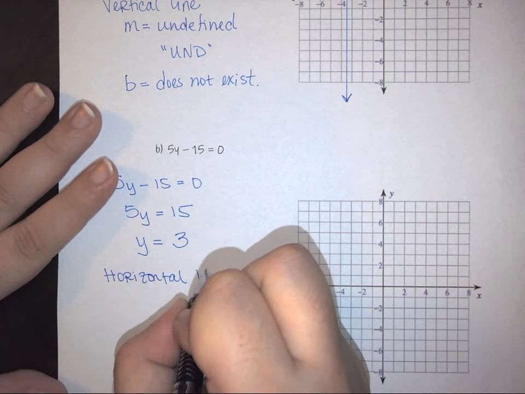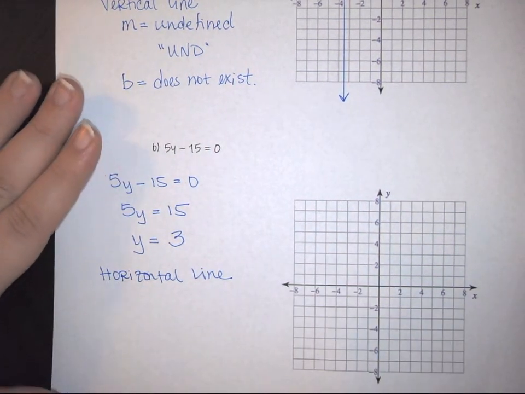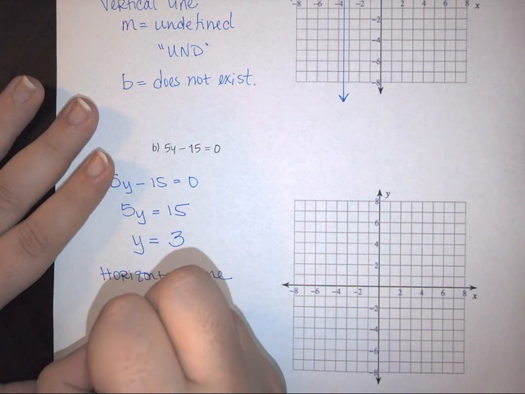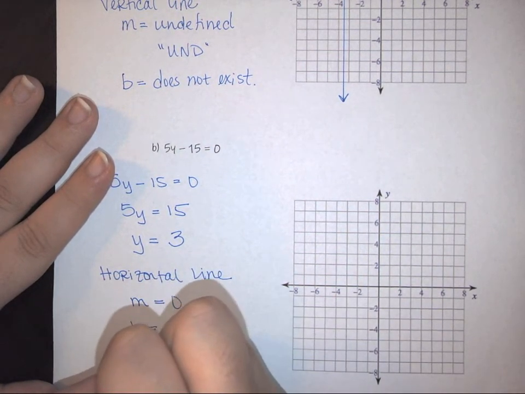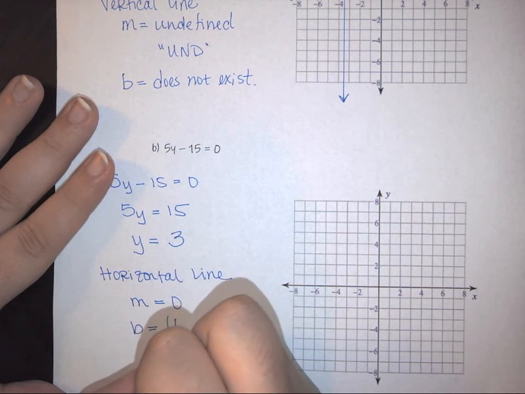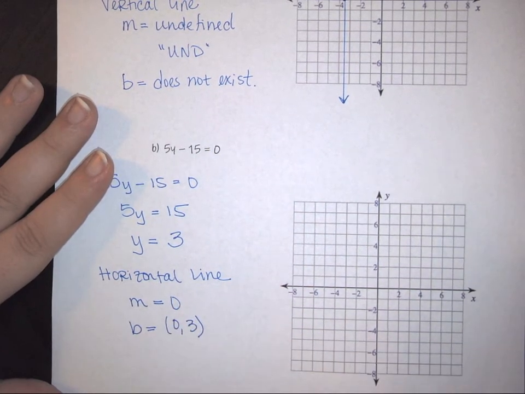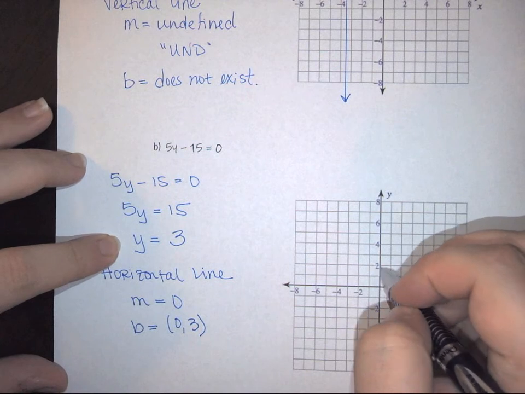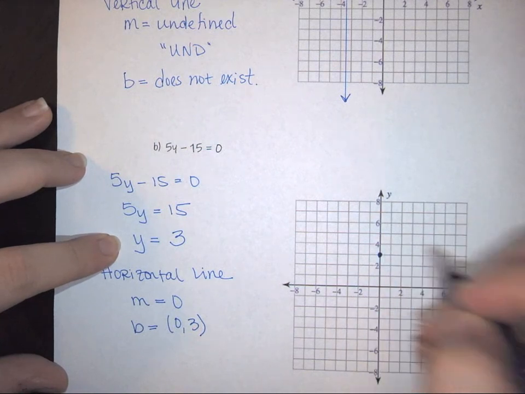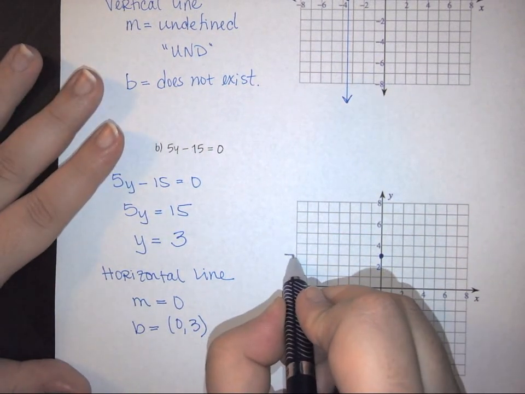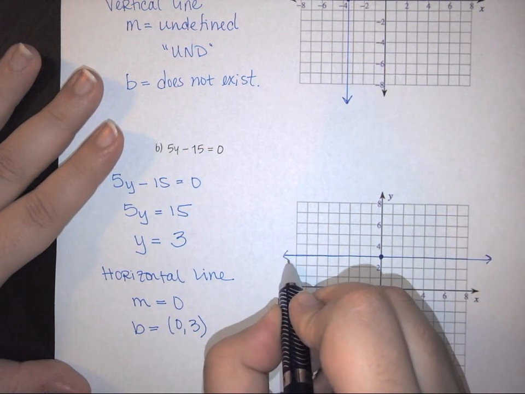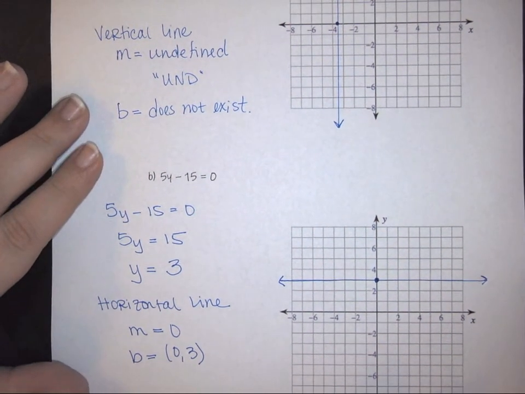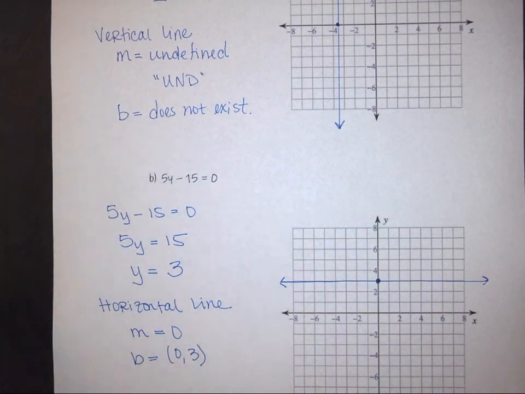in that this is my horizontal line. This horizontal line means that my slope is 0, and it means my y-intercept occurs at the point 0, 3. So we're going to go up to 3, 1, 2, 3, and then we're going to go ahead and draw ourselves a horizontal line cutting through that point. And those are how your special cases would work.